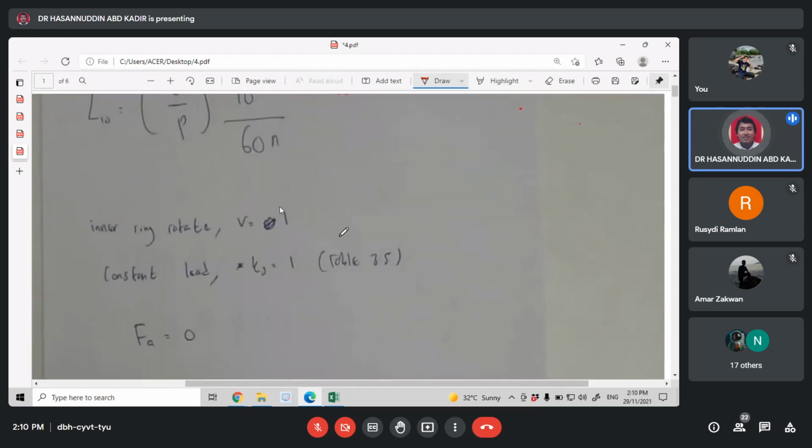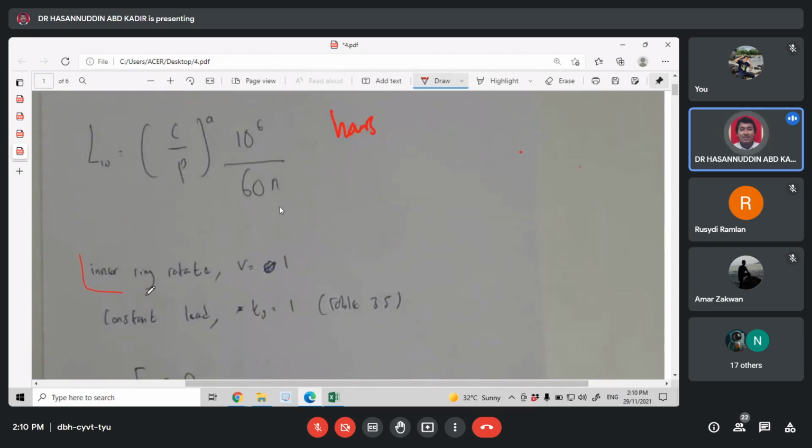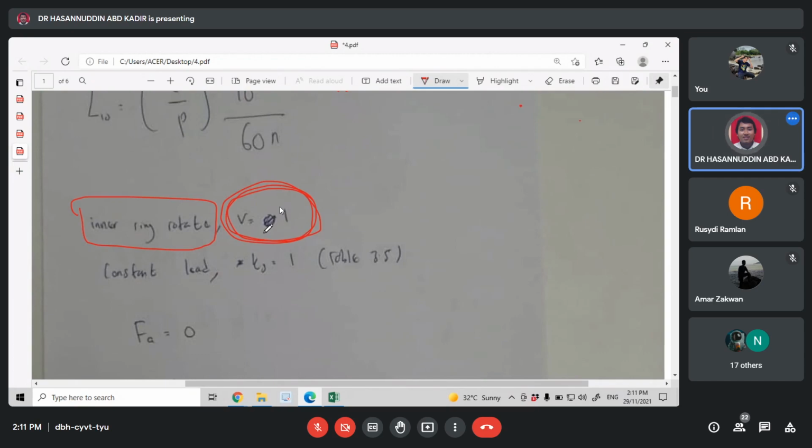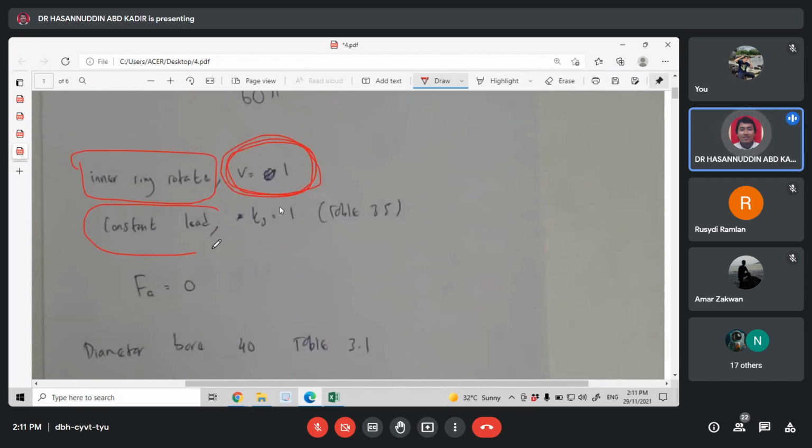Okay, into hours. So when I mentioned before, when we said about the inner rotate, we apply V equal to 1. Always remember this one. You don't need to remember, just apply. You have it on your list of formulas, just read carefully. They have a constant load also, they mentioned in the question. That means KS is equal to 1.